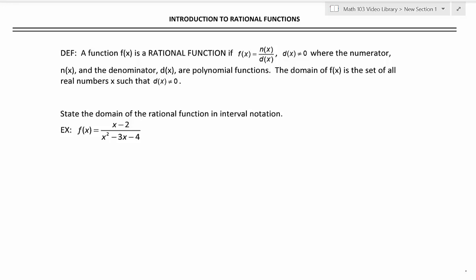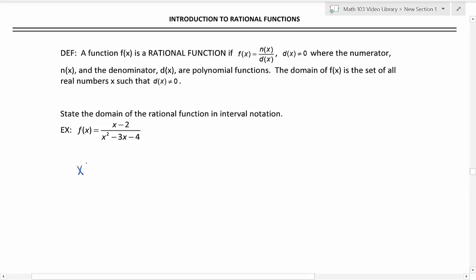The domain of f(x) is the set of all real numbers x such that d(x) is not equal to 0. As we know, we cannot have a 0 in the denominator of a fraction. So to find the domain of a rational function, we set the denominator equal to 0, solve, and exclude that value from our domain. Let's state the domain of f(x) equals (x minus 2) over (x squared minus 3x minus 4) in interval notation.